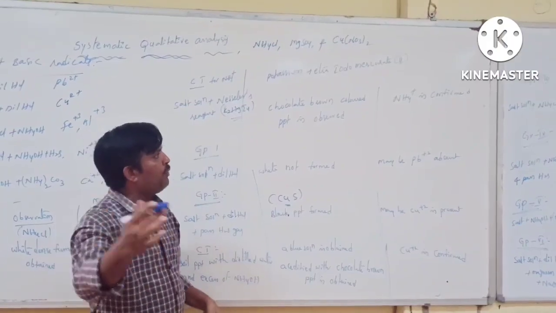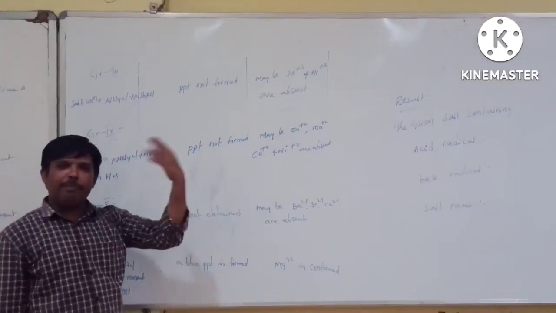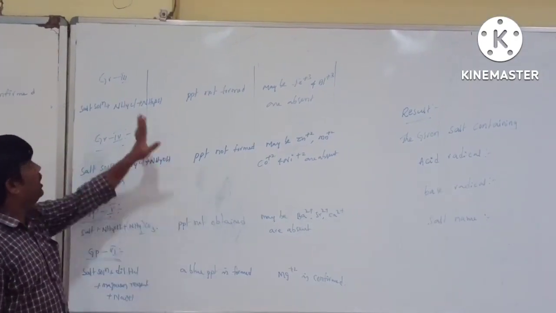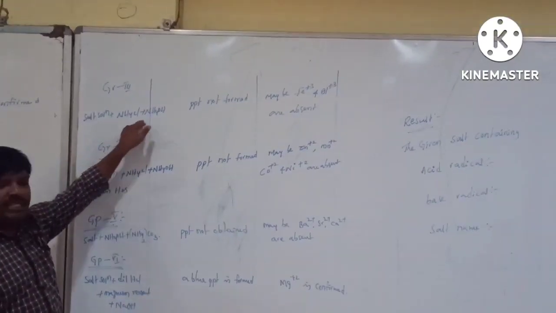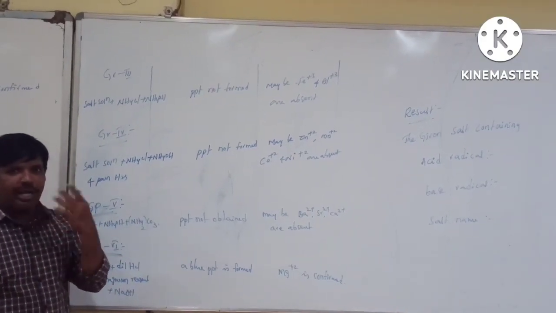If copper is not present, then you go for the third group. Salt solution plus we have to add ammonium chloride and ammonium hydroxide.